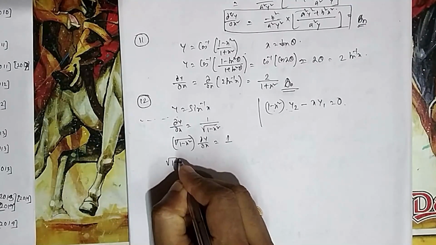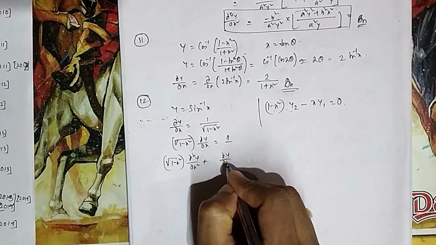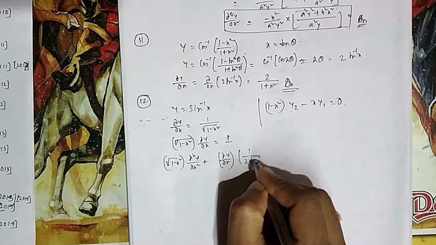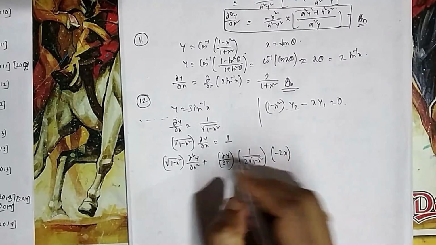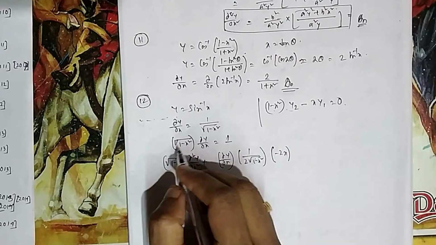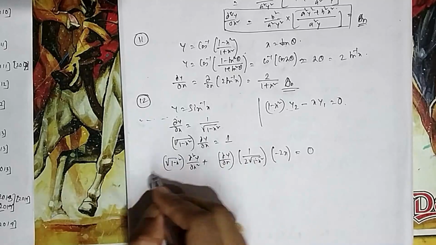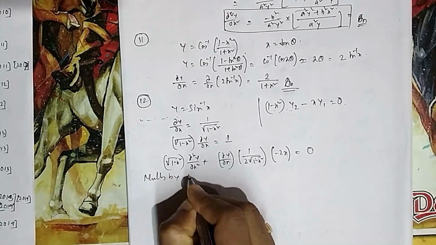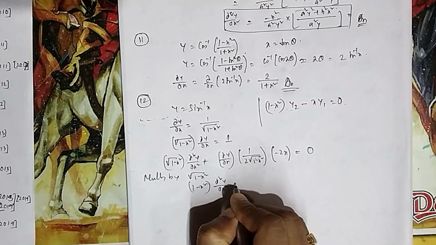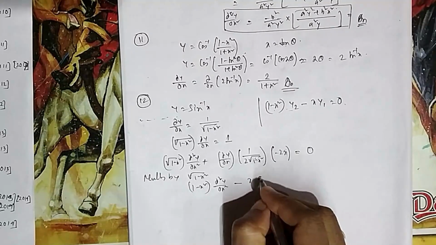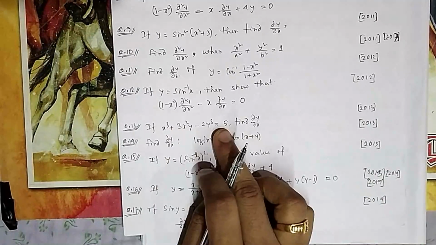So it will be 1 minus x square, differentiation of this one d square y over dx square, plus this one constant and differentiation of this one. Root is 1 by 2 root, and then 1 minus x square: 1 minus 1 is 0, x square is minus 2x. Chain rule: first do the differentiation of root, 1 by 2 root, then differentiation of inside. Differentiation of 1 is 0. So multiplying by root 1 minus x square, it will be 1 minus x square d square y by dx square, 2 can cancel, minus x into dy dx is equal to 0. That is proved.